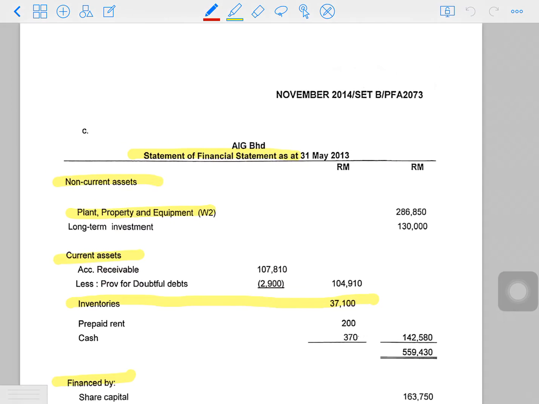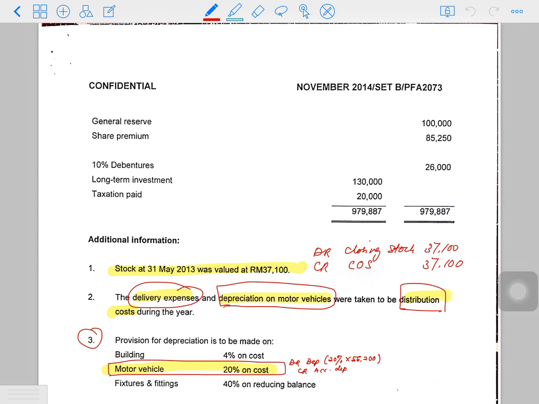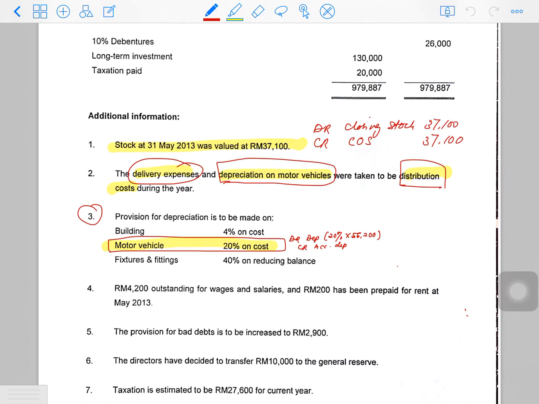So that means we are settled with depreciation of motor vehicle, which is under distribution expense. The next expense that you have to look for is the adjustment for building. So look at the adjustment for building here. It says 4% on cost.